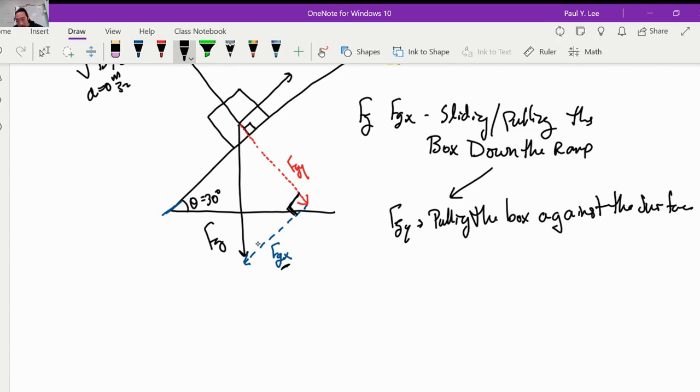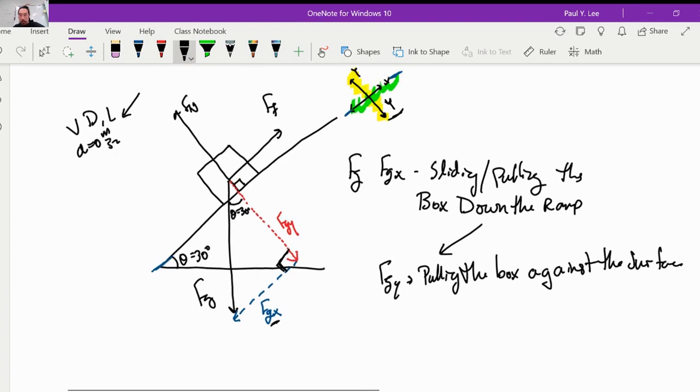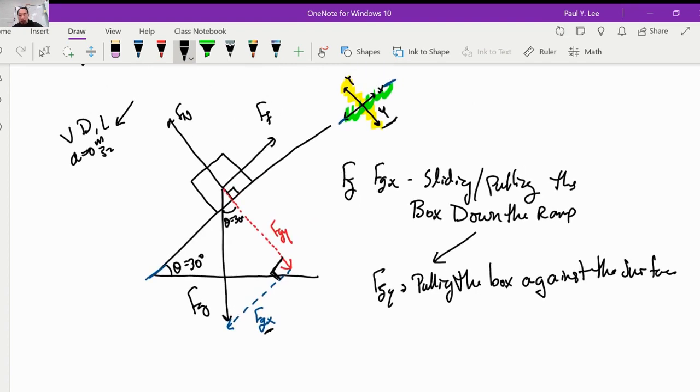So here we have a 30-degree angle, and this angle here is also 30 degrees. Thank you, trigonometry and geometry. The proof is in the numbers right there. All right, so let's come up with the values. FGY, I'm just going to do the math right there.